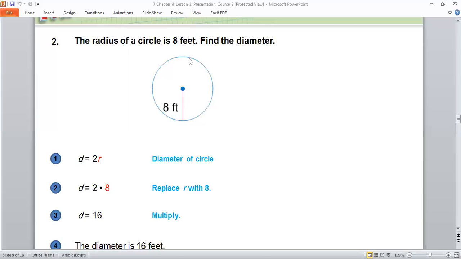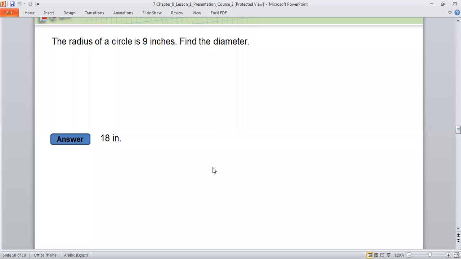And the big one, which joins two points on the circle and passes through the center, is called the diameter. The diameter is equal to double the radius. It means if I have the radius and I need the diameter, I multiply by 2. If I need the radius, I divide by 2. So the diameter here equals 2 times 8, which is 16.